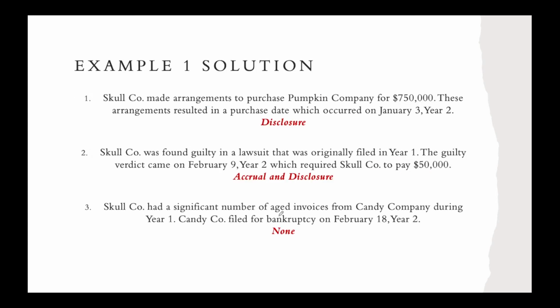And if we take a look at our first example 1 solution slide here, number 1, again, you would just provide a disclosure. Number 2, you would record an accrual and provide a disclosure. And number 3, you would do none of the above.